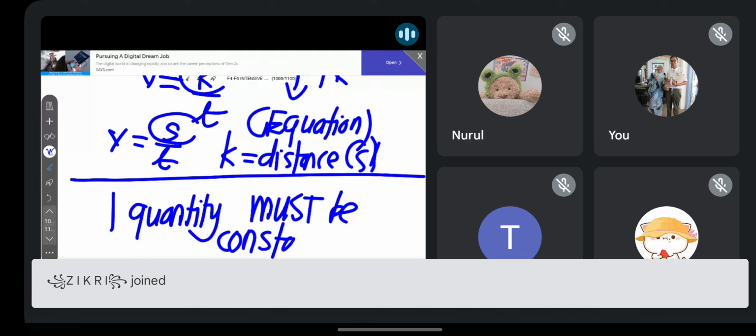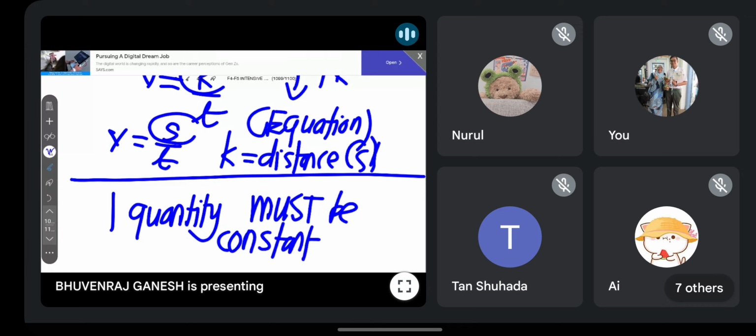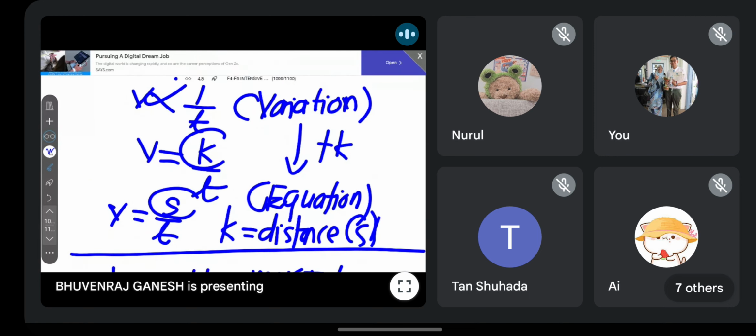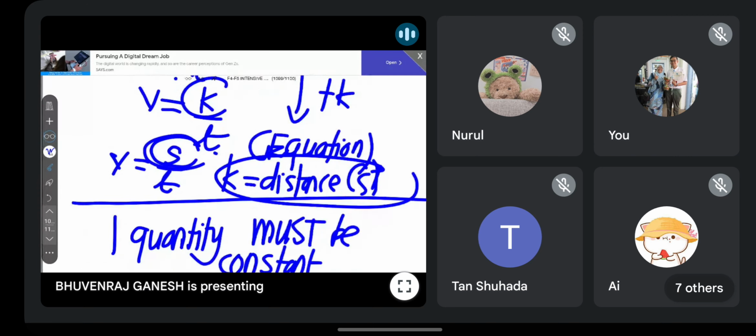Okay, kamu tak boleh ubah tiga-tiga quantity dan siasat hubungan. If you try to change all the three quantity and investigate relationship, cannot. So this is proving to you, there must be one constant. So in this case, distance is constant. Jarak kita pemalar. Understand guys? Do you get the concept?